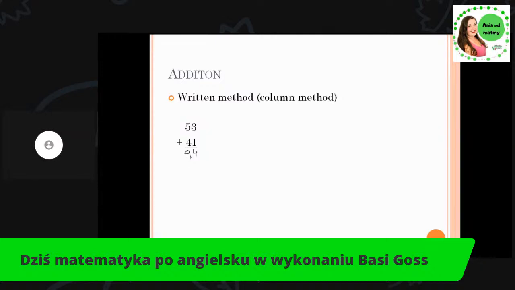Let's try another addition. Yeah, and this time we have 63 plus 27. What is the total for these two numbers? Please write your answer in comment.